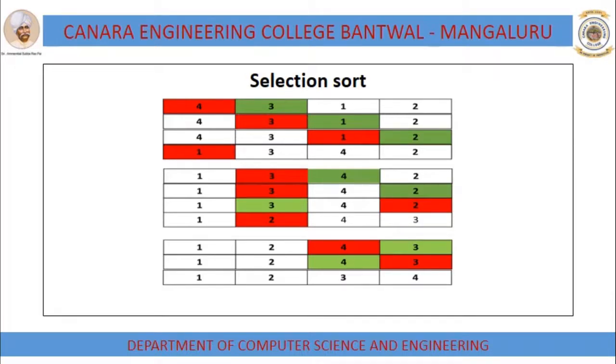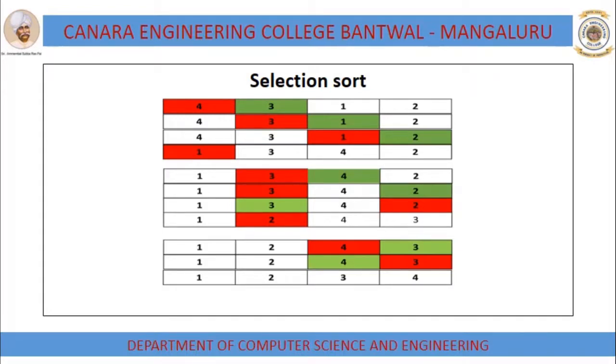Since 3 is less than 4, 3 itself is the new minimum element. Now I will compare 3 and the next element, that is the last element of the array, so 3 and 2. Since 3 is greater than 2, the new minimum element is 2. So now I will swap 2 and 3. So 2 moves to the second position in the array.